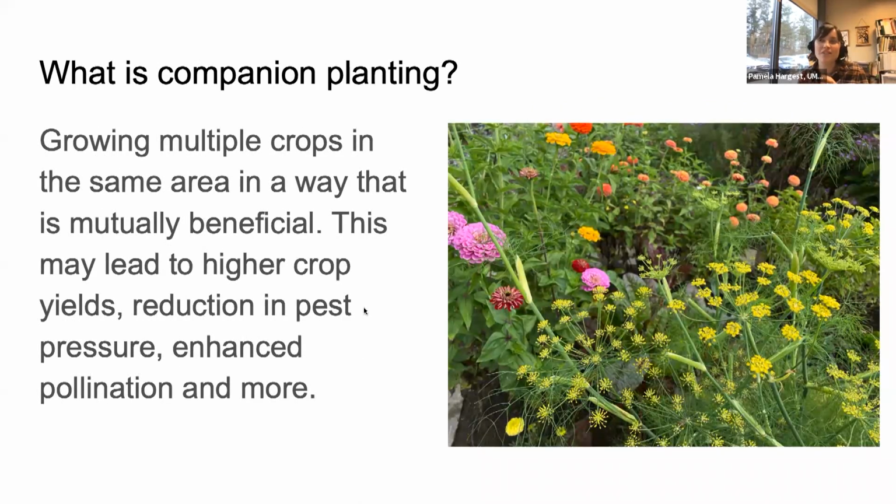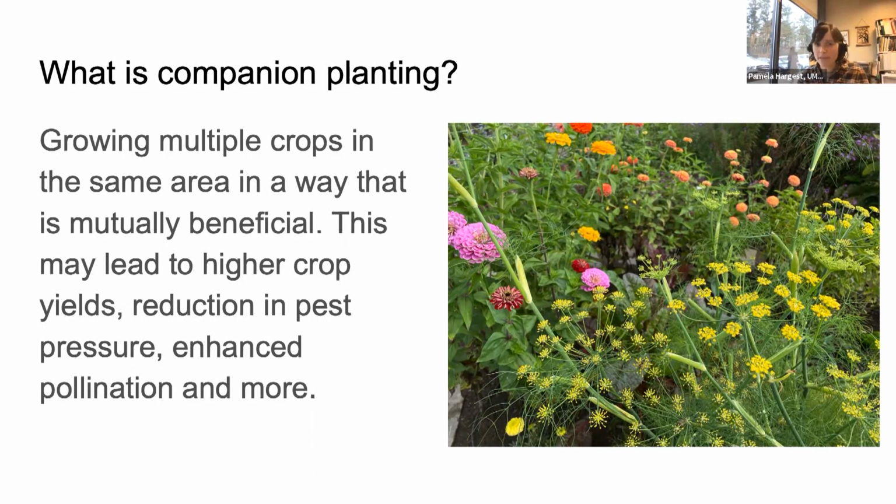So I like to keep the definition really simple. Most of the time when we're talking about companion planting, we're talking about growing multiple crops in the same area in a way that is mutually beneficial. I think that's the simplest way to put it. And oftentimes this type of garden practice may lead to higher crop yields, reduction in pest pressure, enhanced pollination, and a lot more, which we're going to get into in this presentation.